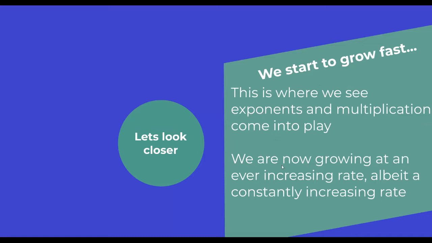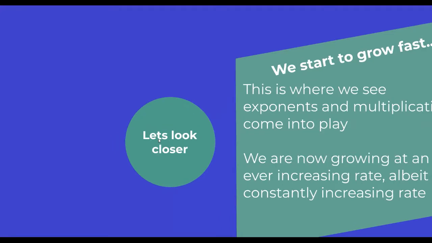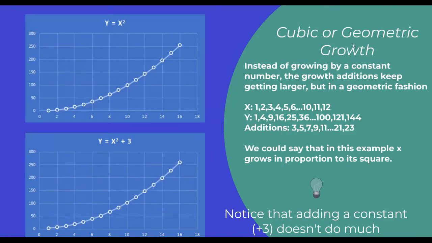However, it is not. We are growing pretty fast, but it's not exponential quite yet. So let's take a look at this. The reason we call this geometric growth is because we're growing according to proportions, geometric proportions. In this example, y equals x squared, where y is growing in proportion to the square of the x values. And if we had it as a cube, then y would be growing in proportion to the cube of the x values. I'll try to show what that means in a second.